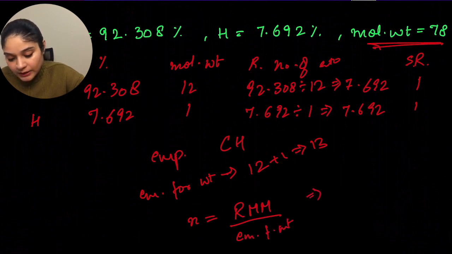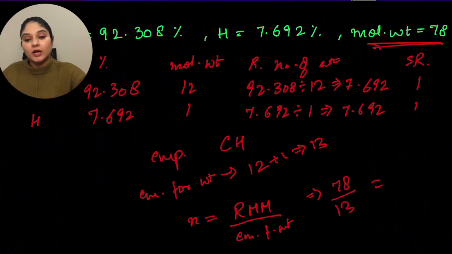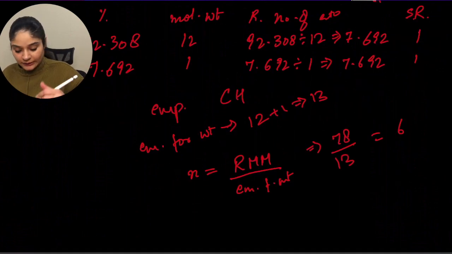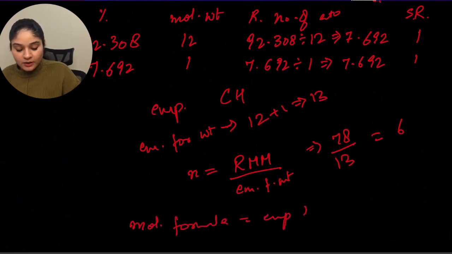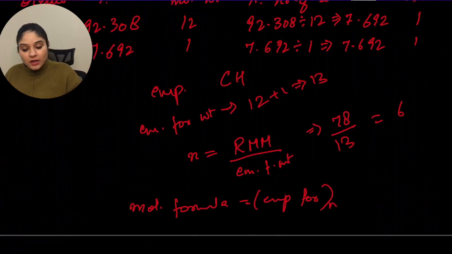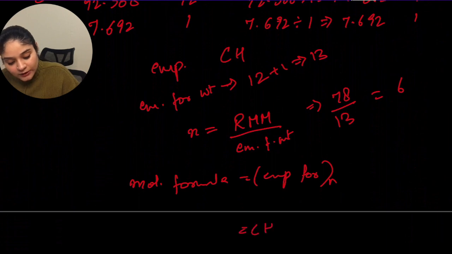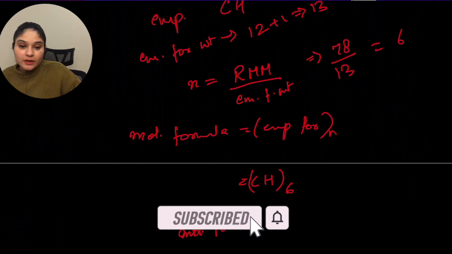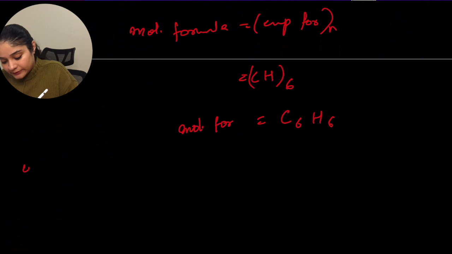So how much is given? 78 divided by 13 that you just got. If you know the table of 13, you would directly know the answer would be 6. Once you have that, your molecular formula will be the empirical formula multiplied by N. CH was the empirical formula, and N is 6. So your molecular formula is going to be C6H6.